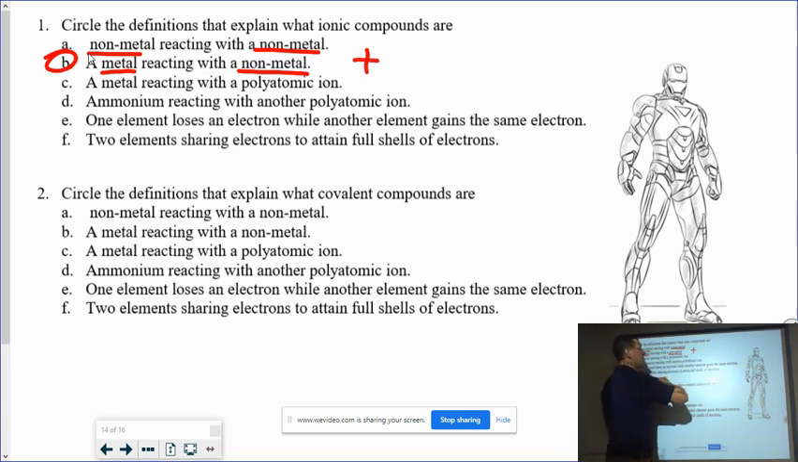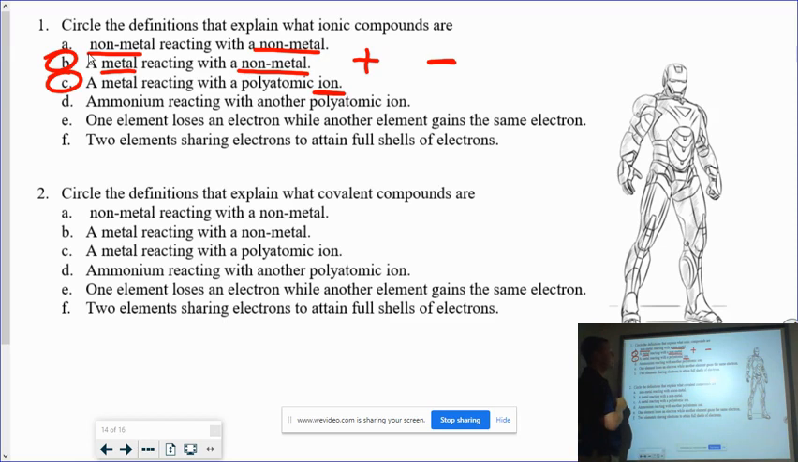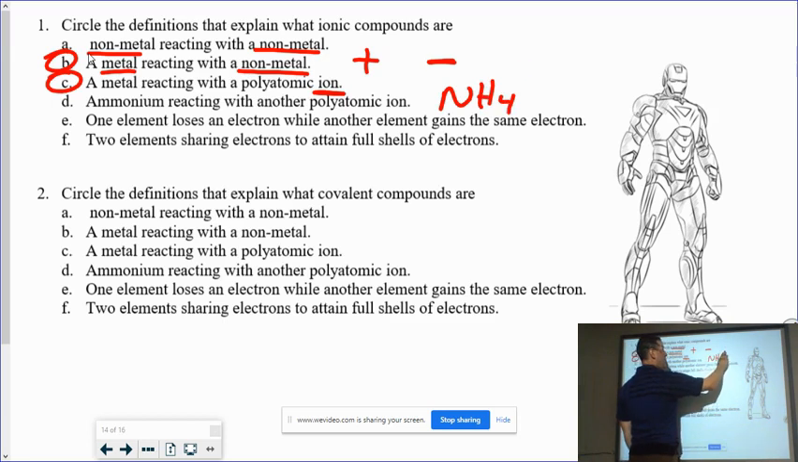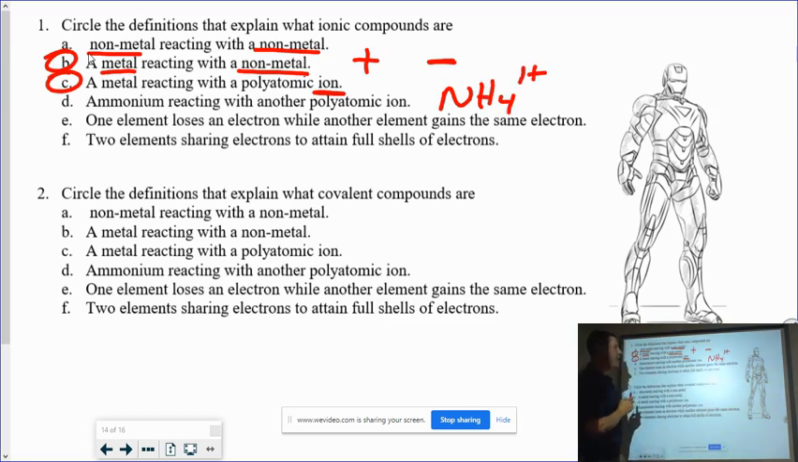Metals have positive charges when they lose electrons. That's the definition of a metal. Elements that want to lose electrons become positively charged. And non-metals, they want to take on electrons and they become negatively charged. A metal reacting with a polyatomic ion? That's an ionic compound. Ammonium is NH4 1 positive. It's the top one on the back of your periodic table for polyatomic ions. So a polyatomic ion reacting with a polyatomic ion? Anytime polyatomic ions are involved, it's an ionic compound. The word ion clues you into that.